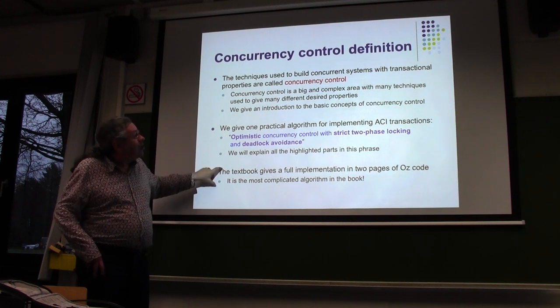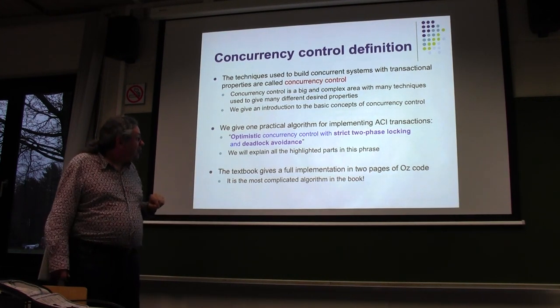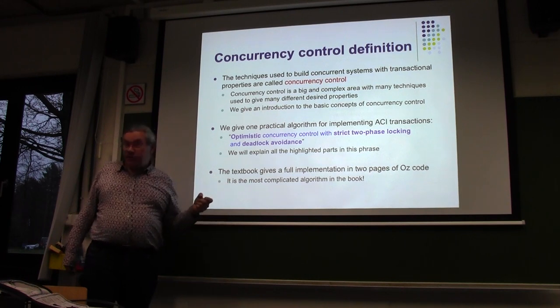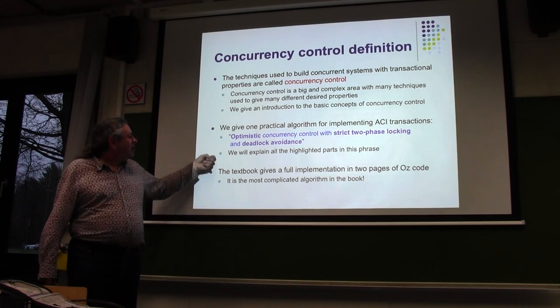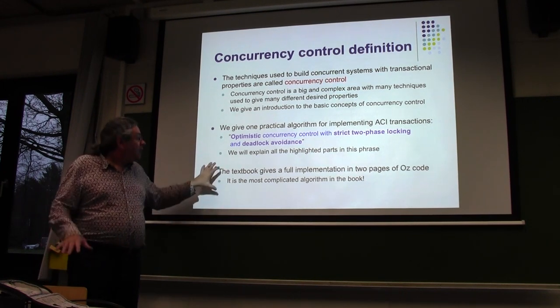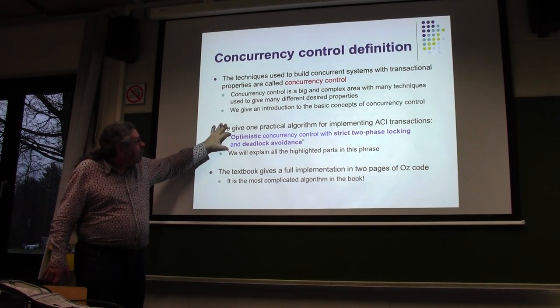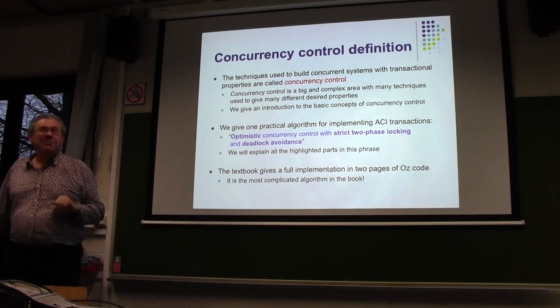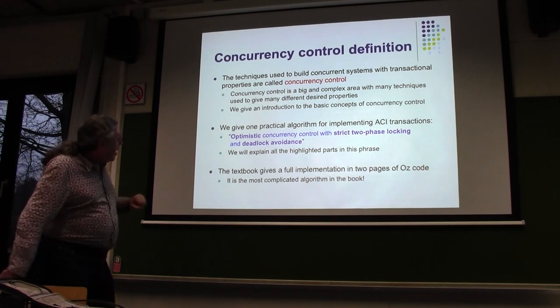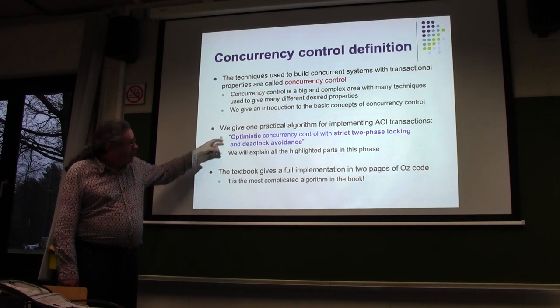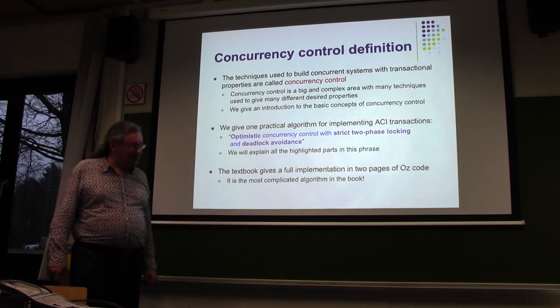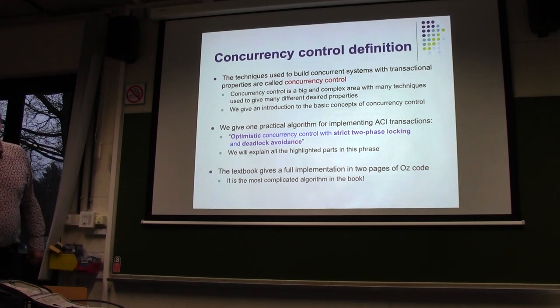And if you want to see the full code of this transaction manager, it's in the textbook. It's two quite dense pages of OS code, the most complicated algorithm in the book, but it's completely there. So I will give you all the ideas of this. I won't show you the actual code of the implementation, because we won't have time. But I will give you all the ideas of the implementation. And if you're really curious, you can see the code in the textbook. It was not easy writing that code, by the way. It took a long time, a lot of thinking.